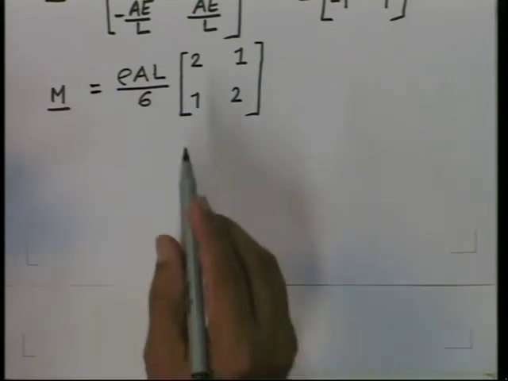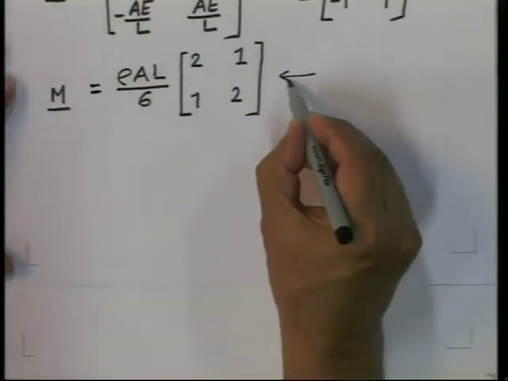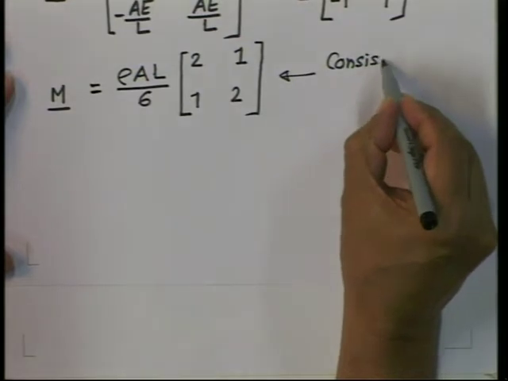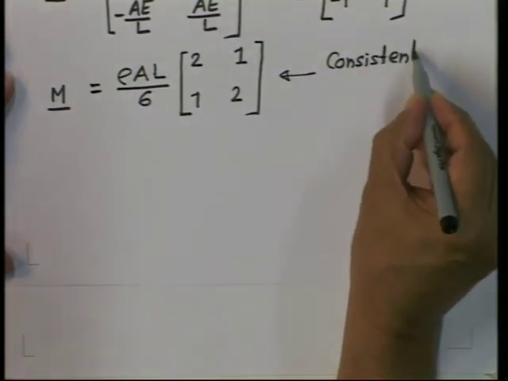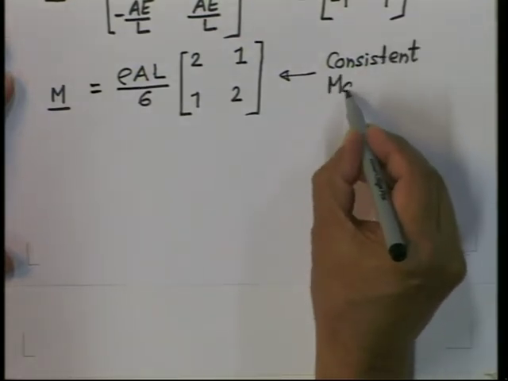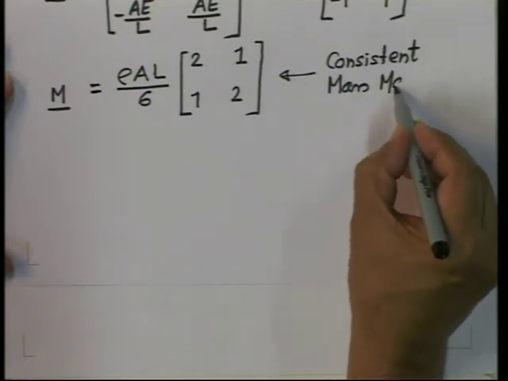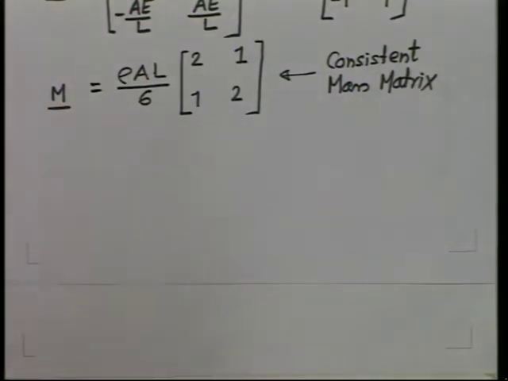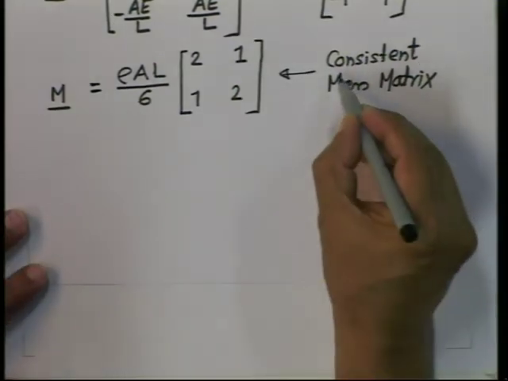By the way, this matrix that we have is called the consistent mass matrix. Because we have derived this in quite a logical manner by using the weighted residual theorem. We have not done any approximation. So, this is consistent. Why is it called consistent, because it is just a mass matrix? Why the word consistent?